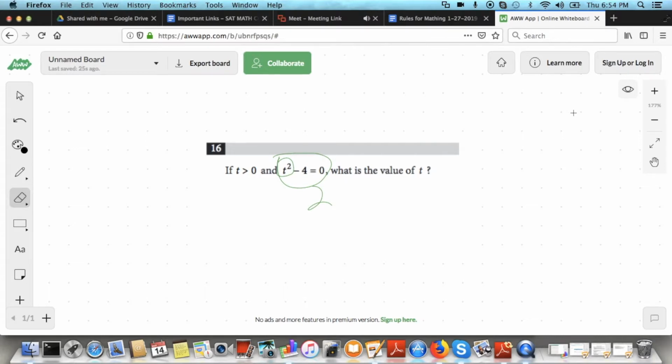I see students with this problem, and they see t squared minus 4, and they immediately start like, okay, I'm going to square both sides here, and then they've already messed up the problem. If they just looked at it logically and tested values, they could get it.